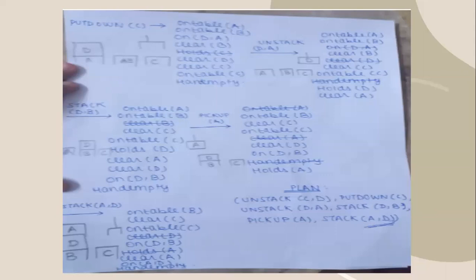The next operation is stack D comma B. So we are actually not putting down D because we need to stack D on top of B. So instead of placing D onto the table, we are directly placing it on B itself. So that operation is called stack D comma B. We are clearing the command clear B because now B has a value, and then we are introducing three new commands actually, which is clear D because again the block on the block should be empty, and then on D comma B, and hand empty because we are letting go of D now.